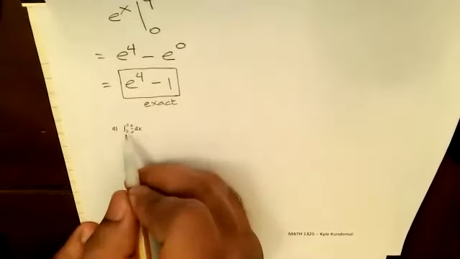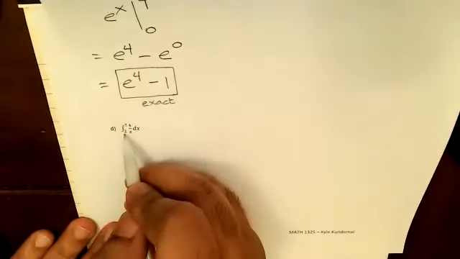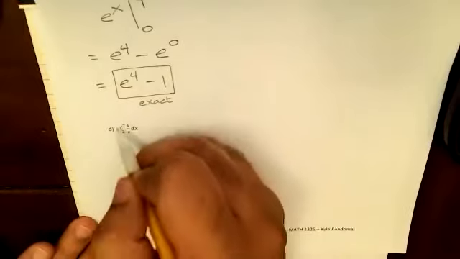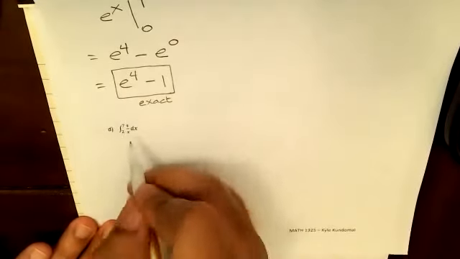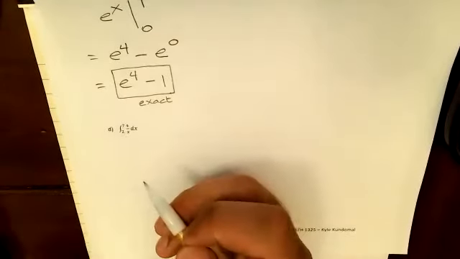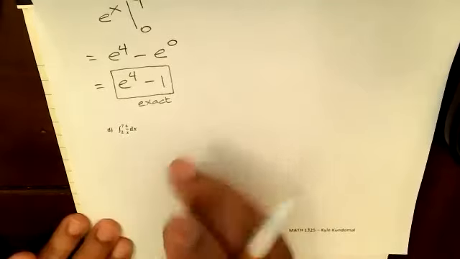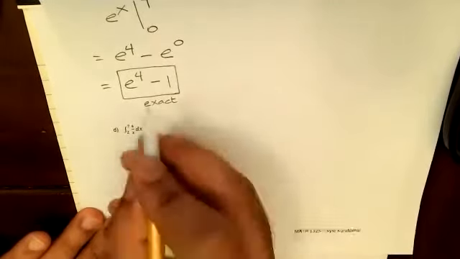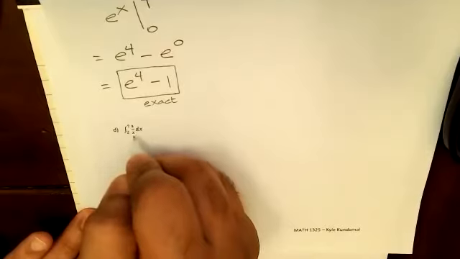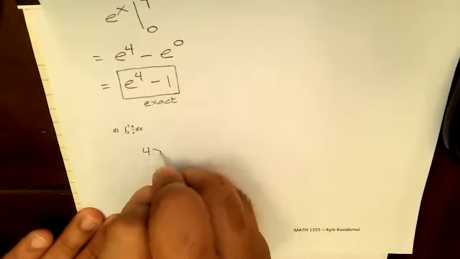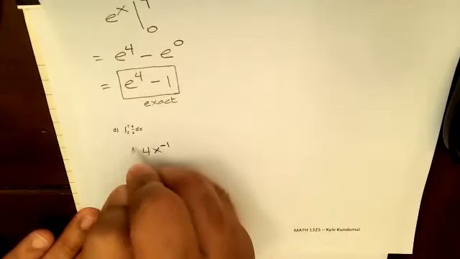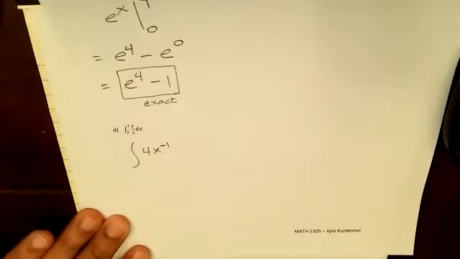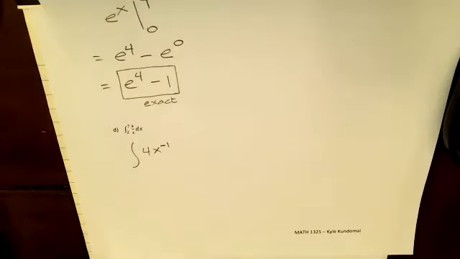Here's the next one. Again, here I have the integral from 2 to 7, so you have numbers attached to your integral. And then I have 4 over x. When it's 4 over x, because the x is in the denominator, I can write that as 4x to the power negative 1. I'm trying to find the antiderivative of 4x to the power negative 1.